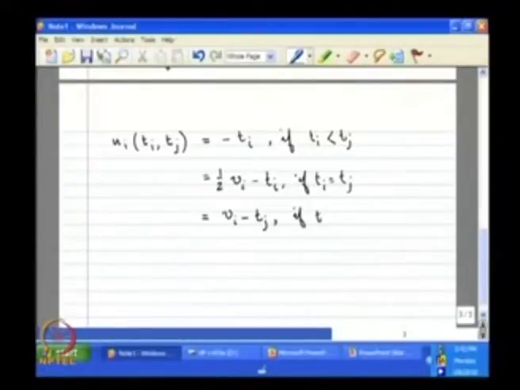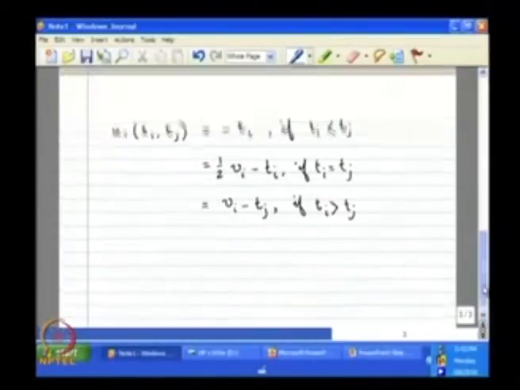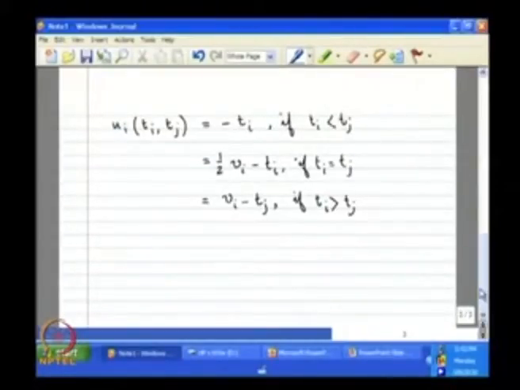if T I is greater than T j. So, this is how the payoff functions of both the players look like. If I is equal to 1, j is equal to 2, if I is equal to 2, j is equal to 1.